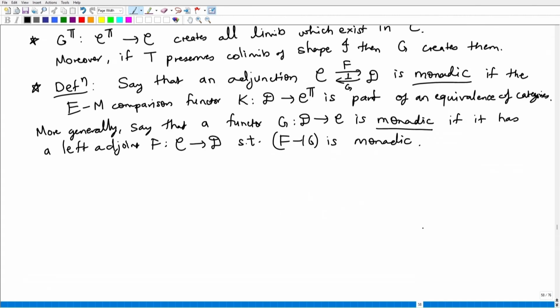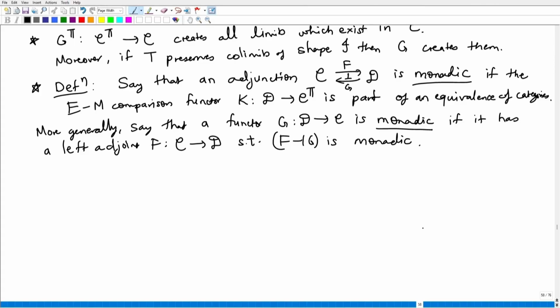We are saying that an adjunction is monadic, but we don't have to write down the entire adjunction. It's sufficient to give only half of the adjunction. You can figure out the rest. And then we say that this property says that this is monadic by extension. Okay.